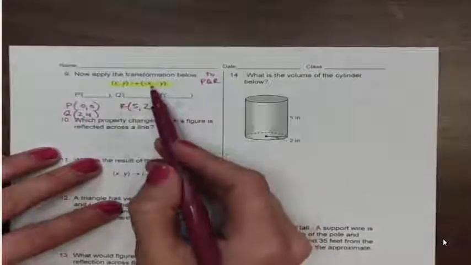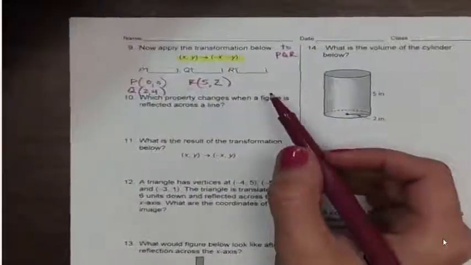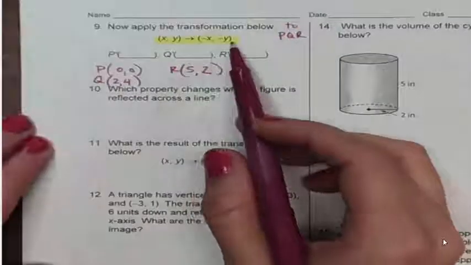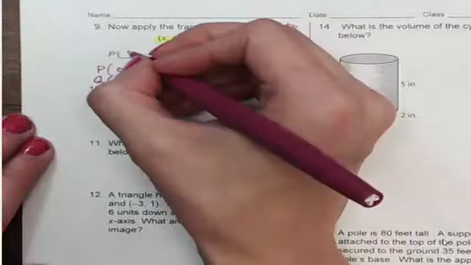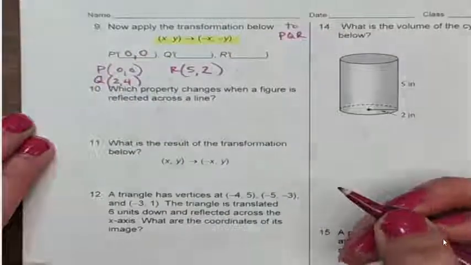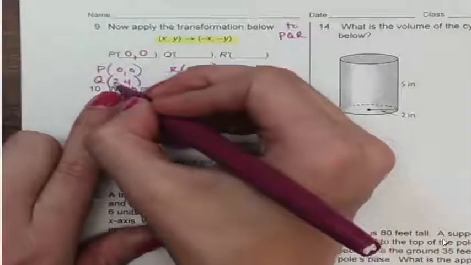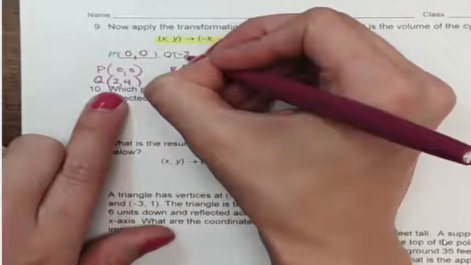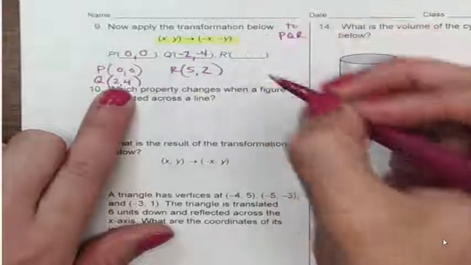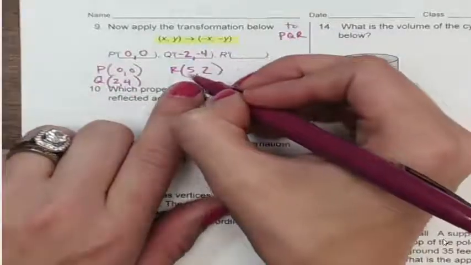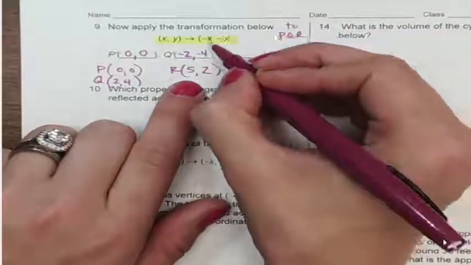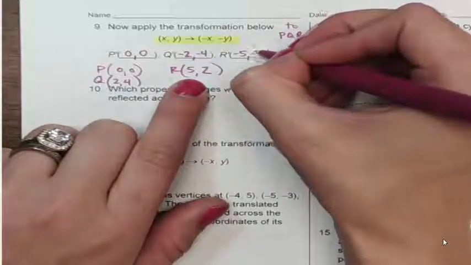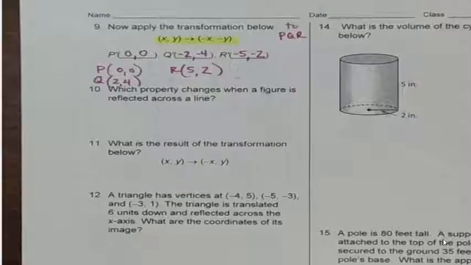Okay, so if I apply the rule to these points, all I have to do is change the sign of the x and the y. So (0, 0) doesn't change signs, so P' is (0, 0). Q has a positive 2, positive 4. I need to change the sign, so Q' should be (-2, -4). When I turn R into R', I change the signs of both, so it should be (-5, -2). Okay, so that would be my answer.